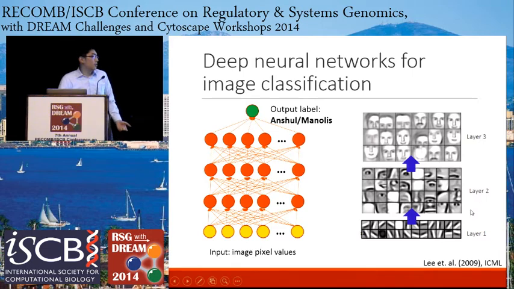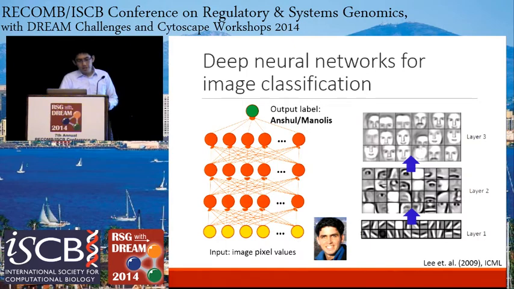And like in the first layer, you see edge detection features, which are then combined to give you smaller pieces of the face. And then on a higher level, you get larger sections of the face. So for instance, if we had a picture of Manolis, the relevant features that correspond to him will be activated in the network, and we get a correct classification. And if we put in a picture of Anshul, a different set of features gets activated, and we get the correct classification of Anshul.